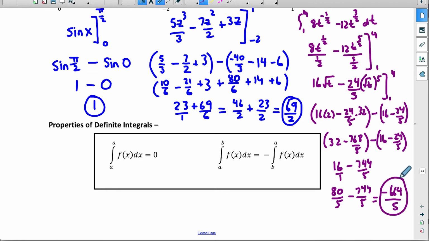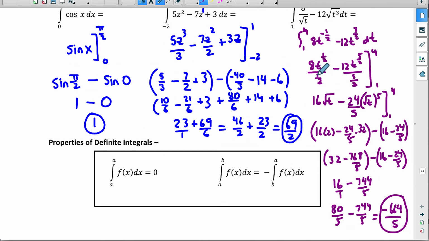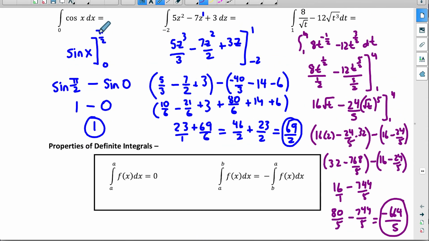All right. So a couple properties of definite integrals. If the lower bound and the upper bound are the same, then when you do the whole process, you're going to end up with 0. Now that should make sense, right? Because that means when you plug in, like pretend that, let's go back to this one. If it was pi over 2 and pi over 2, then we'd have sine pi over 2 minus sine pi over 2. You're subtracting the same amount, you're going to get 0. So that should make sense.